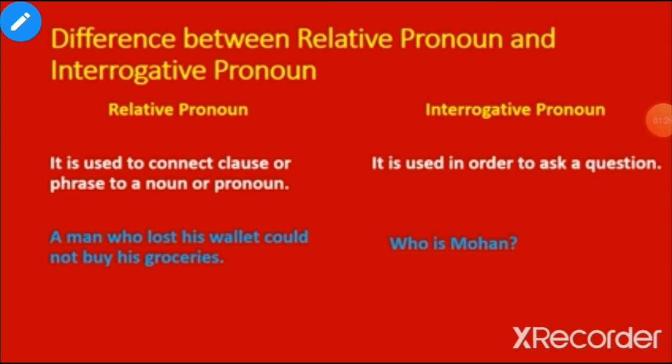Children get mostly confused between relative pronoun and interrogative pronoun. Relative pronoun is used to connect a clause or phrase to a noun or pronoun, whereas interrogative pronoun is used in order to ask a question. The example of relative pronoun is, a man who lost his wallet could not buy his groceries. So here, who is the relative pronoun. Interrogative pronoun, the example is, who is Mohan? Here I am asking about Mohan. So who is the interrogative pronoun.